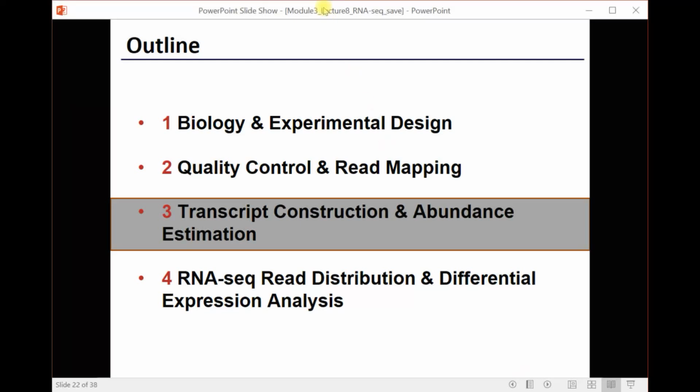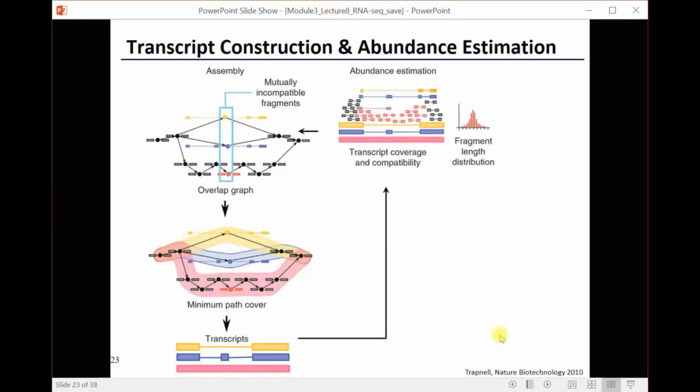After read mapping, we need to assemble these reads into transcripts and estimate the corresponding expression level of each transcript. Cufflinks is a tool for transcript assembly and the expression analysis of RNA-seq data. Let's take a look at how Cufflinks works.